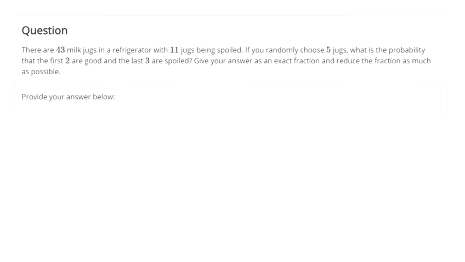There are 43 milk jugs in a refrigerator with 11 jugs being spoiled. So this sounds really similar. If you randomly choose 5 jugs, what's the probability that the first 2 are good and the last 3 are spoiled? It is a little different. So what's the probability that you just pick 1 and it's good? The first one, it's the probability that you pick it and it's good.